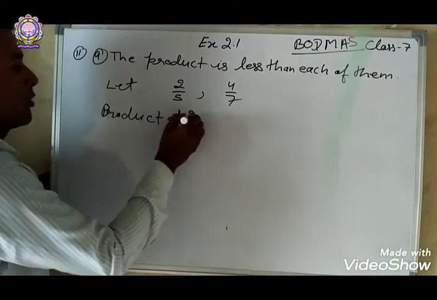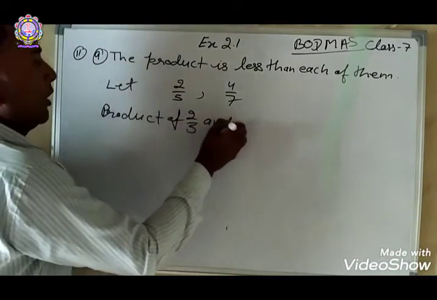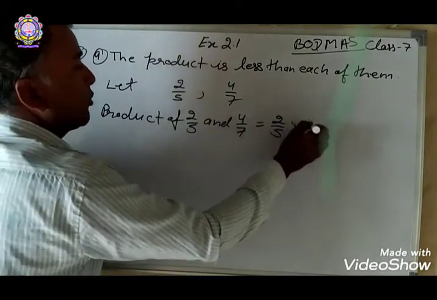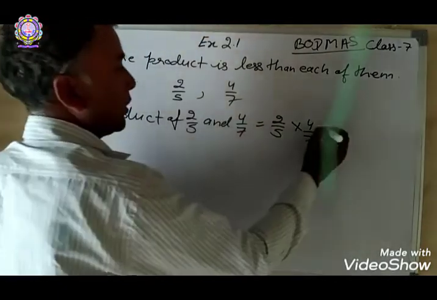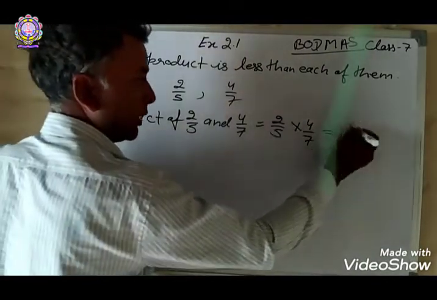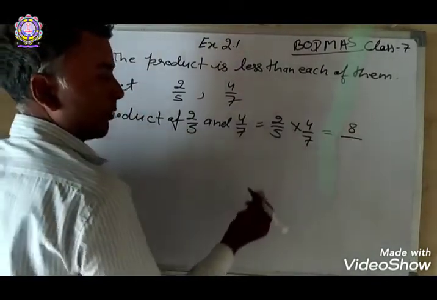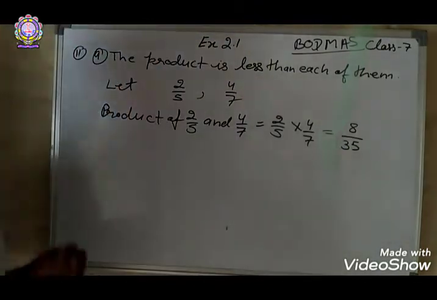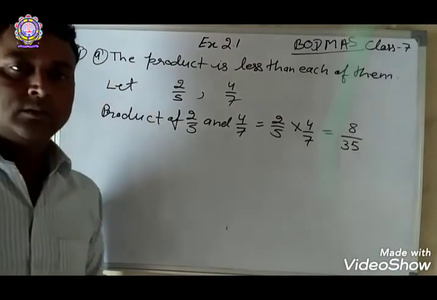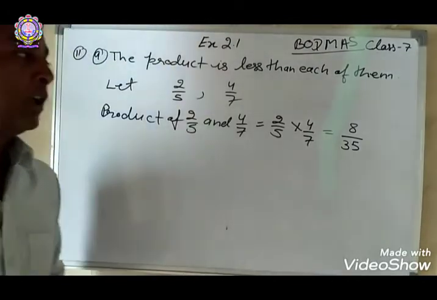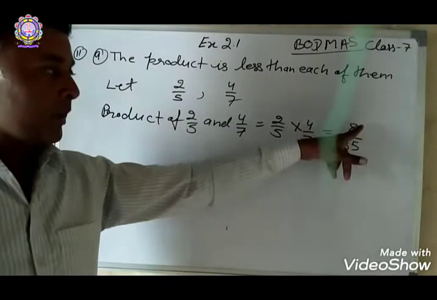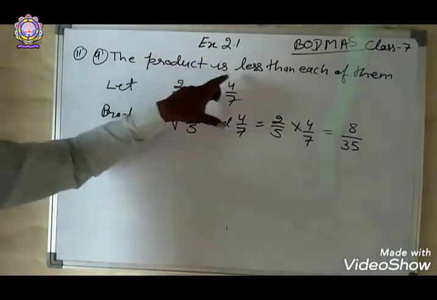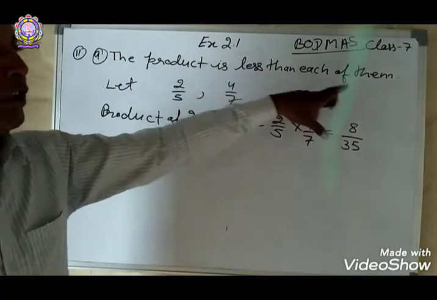The product of 2 upon 5 and 4 upon 7 is equal to 2 upon 5 into 4 upon 7. So 4 times 2 is 8, and 7 times 5 is 35. So what you get is the product 8 upon 35. And now check that the product is less than each of them.